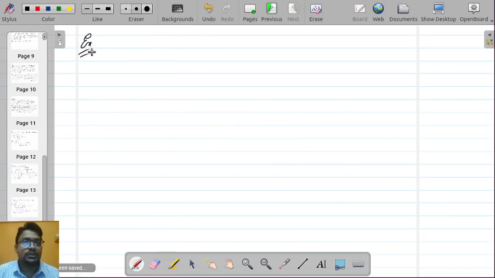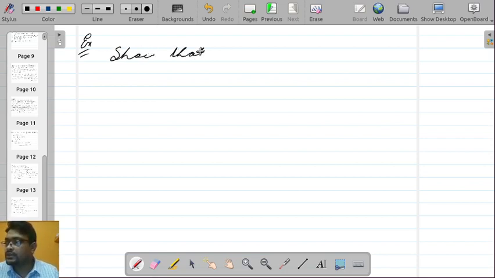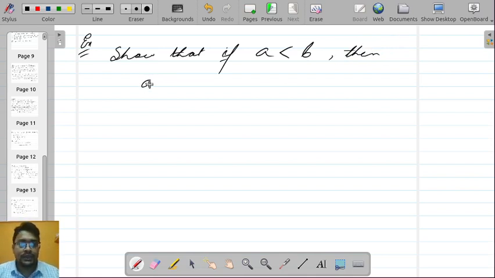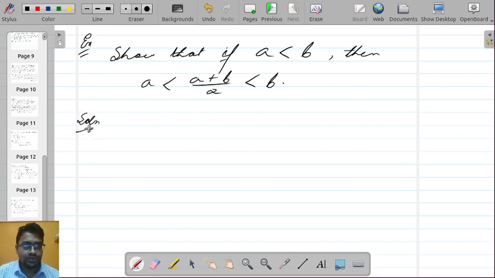Another exercise, the arithmetic mean. Show that if a is strictly less than b, then a is less than a plus b by 2 less than b. Okay. Right. So if we have two real numbers a and b, then a plus b by 2 is also a real number which lies strictly between a and b. Okay. This arithmetic mean of these two lies strictly between them. Okay. So the solution is actually simple. You have this.